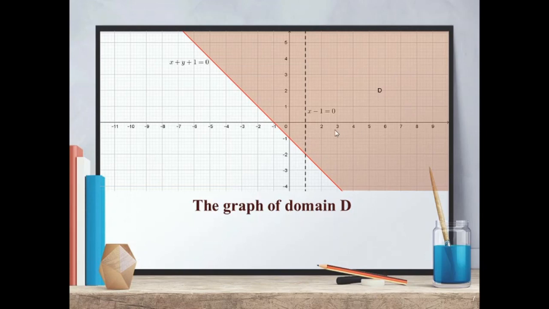Again, this dotted line represents x - 1 equal to 0. As we required x - 1 not equal to 0, we have to remove the points on this line x - 1 equal to 0 which arises in the right half plane.